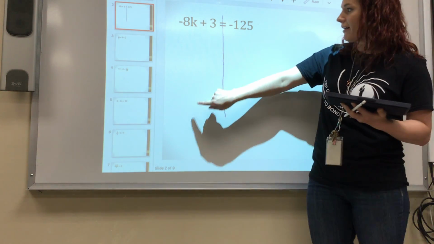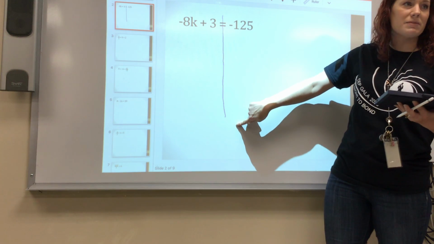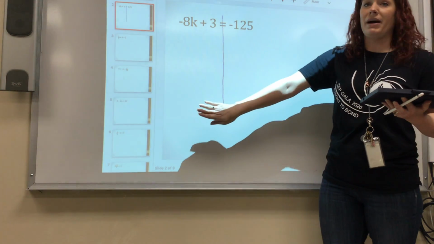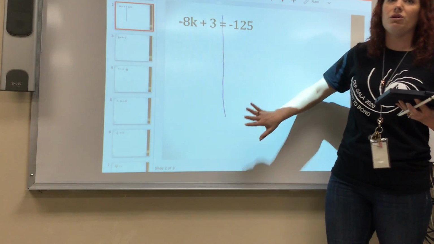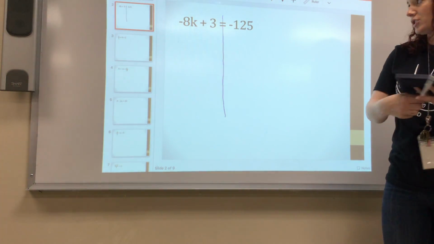So in the end, we're going to have K equals some number. And that some number is my answer. So you know you're done, that you've solved it, when you get K by itself on the left-hand side, and you get a number on the right-hand side. Okay, so you have to know what that means when it says solve the equation.